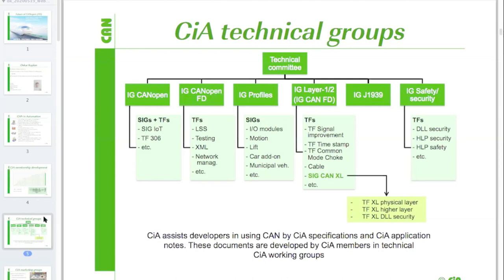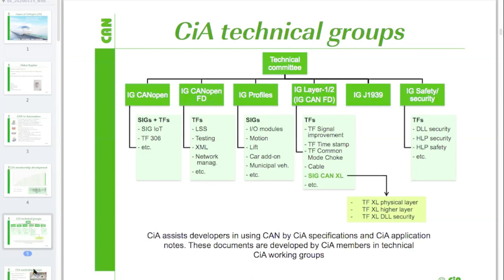Another branch is actually IG safety and security. It is a very big topic nowadays. So on behalf of our members, we had to organize another group, which has subgroups addressing very specific issues regarding functional safety and security for the data link layer, like CAN FD, as well as for higher layer protocols such as CANopen and CANopen FD.